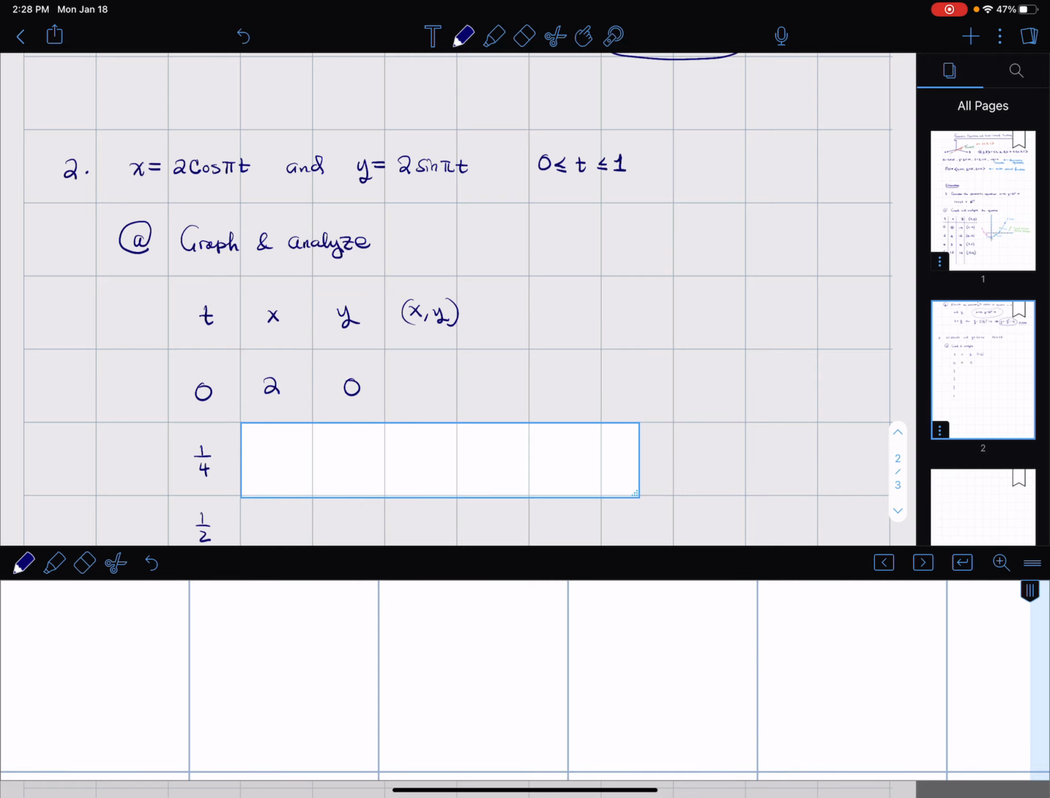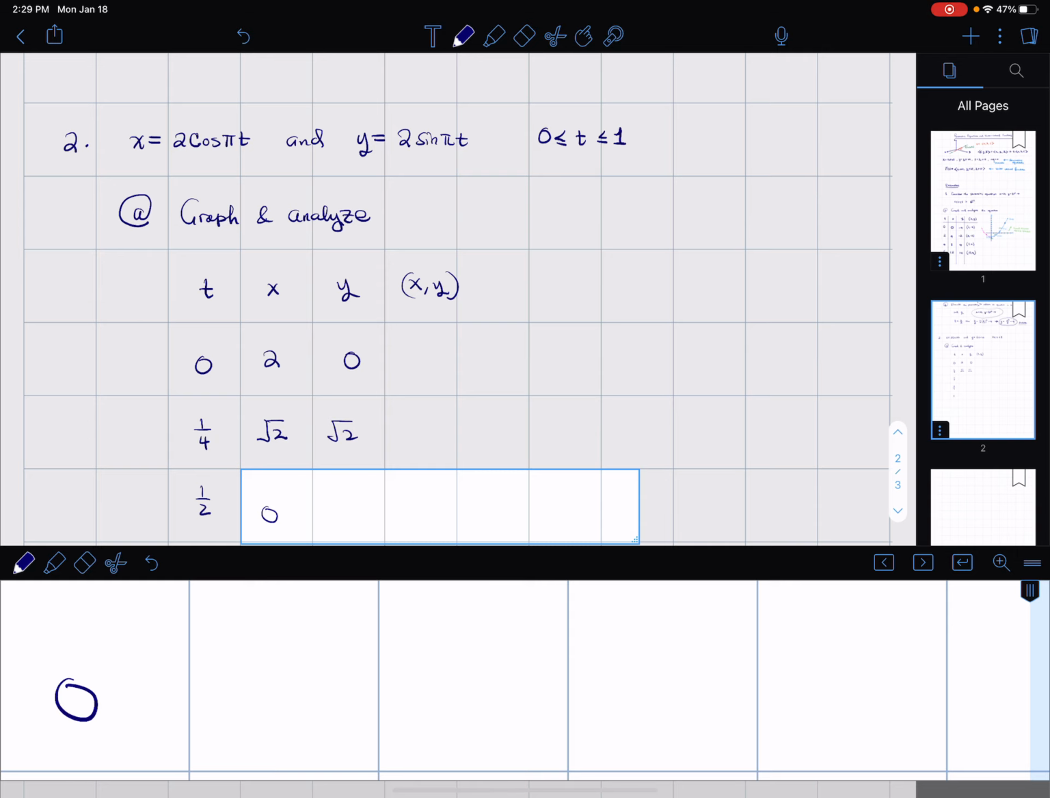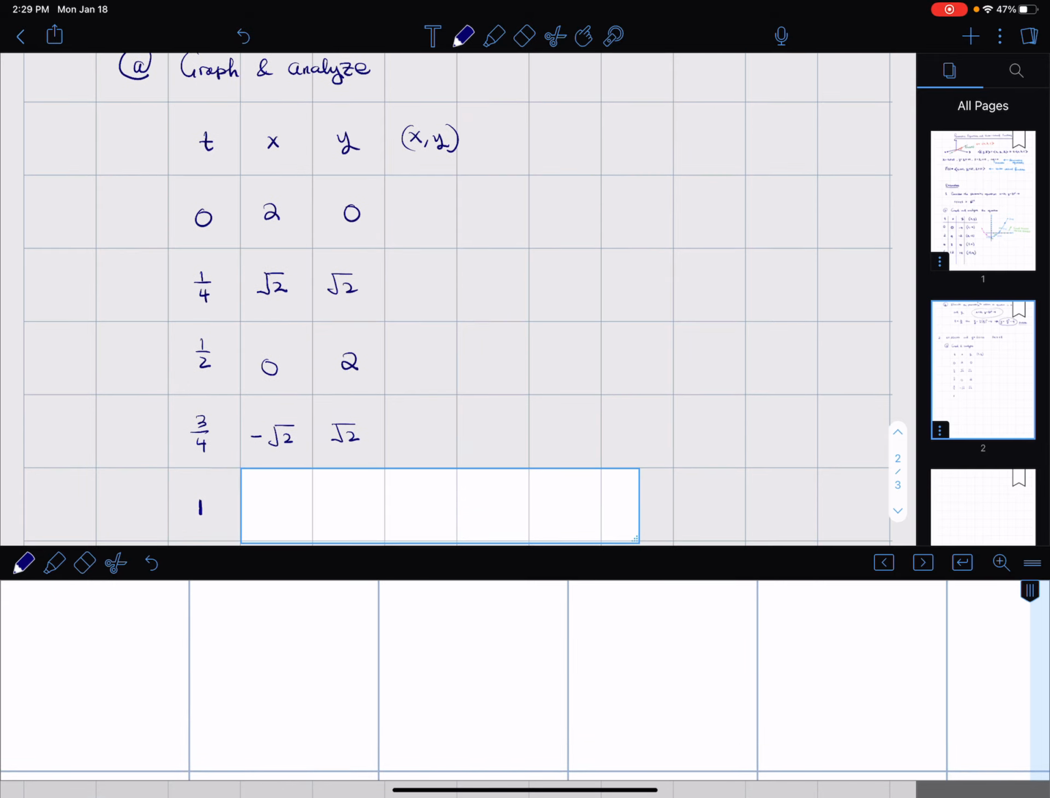All right. When it's 1/4, we get 2 cosine pi over 4. Cosine pi over 4 is root 2 over 2. But then we're multiplying it by 2, so we just get root 2. Same thing as sine, we get root 2. For 1/2, we're going to get 0 and 2. I want you to check it. For 3/4, we're going to get negative root 2 and root 2 here. And then for 1, we're going to get negative 2 and 0.